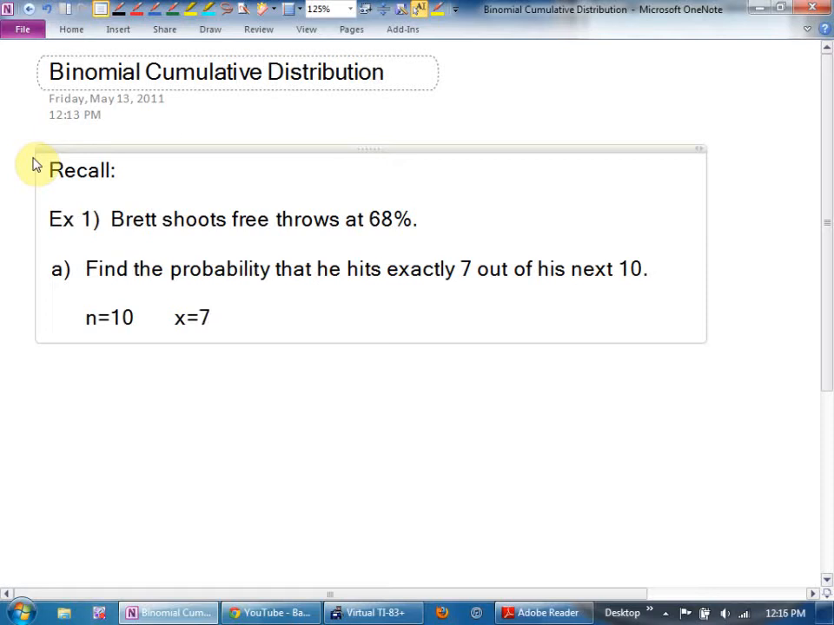Here for the analysis, we want to find out the odds of hitting seven. And we use the letter P for the probability of success. What's the probability of Brett experiencing success? 0.68. And then we use the letter Q for the probability of failure. What's the probability of failure? Do the arithmetic, complement. On your formula sheet it says Q equals 1 minus P, but I'm hoping you kind of know that one. It's 0.32.